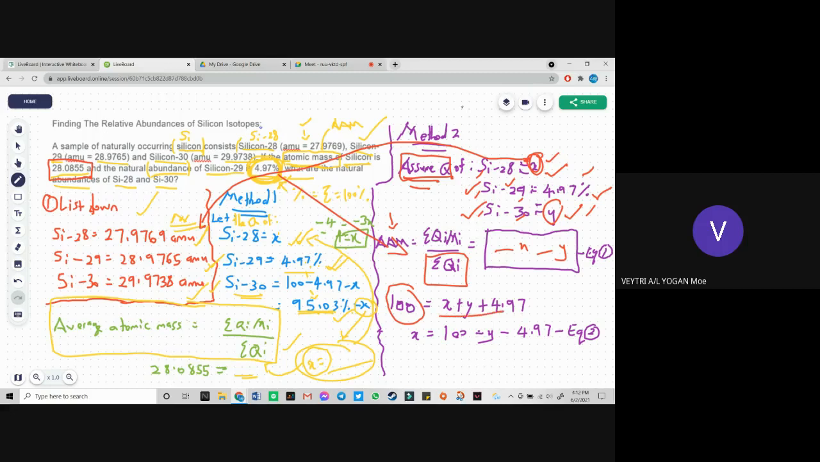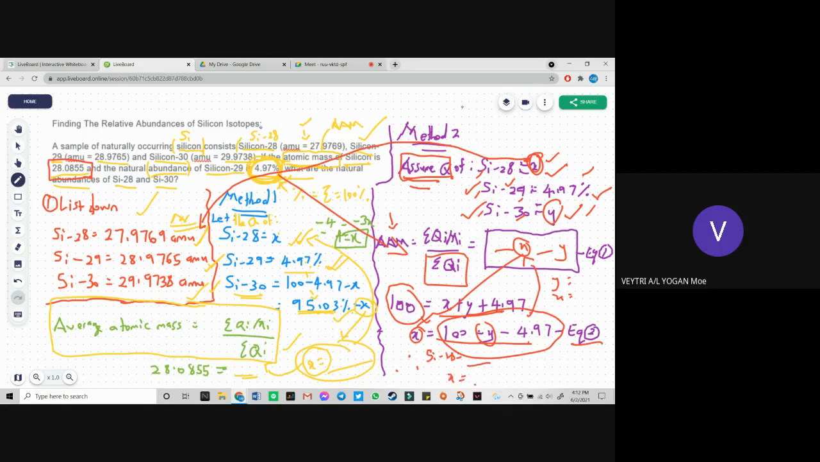Now, you can make either X or Y the subject of the equation. That will be your second equation. The moment you have this subject, substitute this whole thing into here. Why? X is equal to this whole thing. Substitute, you will get the value of Y. Substitute, you will get the value of X. Don't forget the final answer, you have to write it again: abundance of silicon 28 equals something.